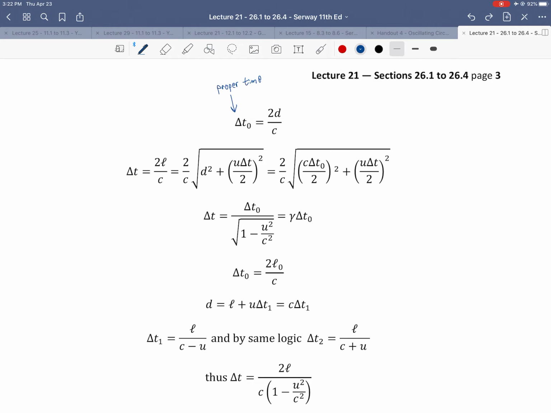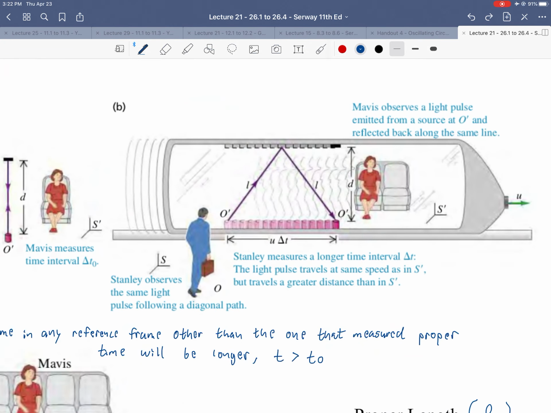Okay, so then we have the idea that delta t is the time measured in any other reference frame. So this is the time measured in the rest reference frame, just like with Stanley and Mavis. In that case, it was 2L over c. So it was twice the distance divided by the speed, the distance to the ceiling and back down. L was the hypotenuse of the triangle, if you recall. So it's longer than D.